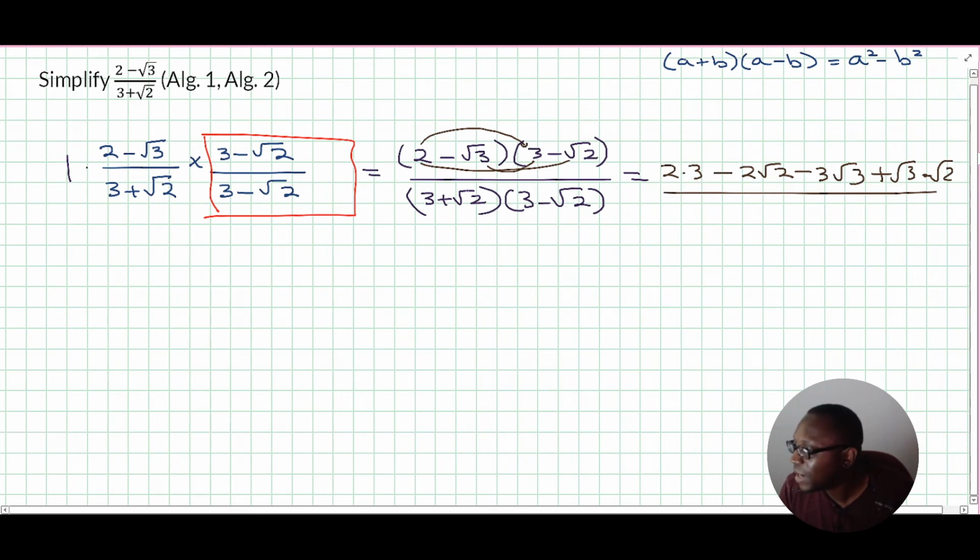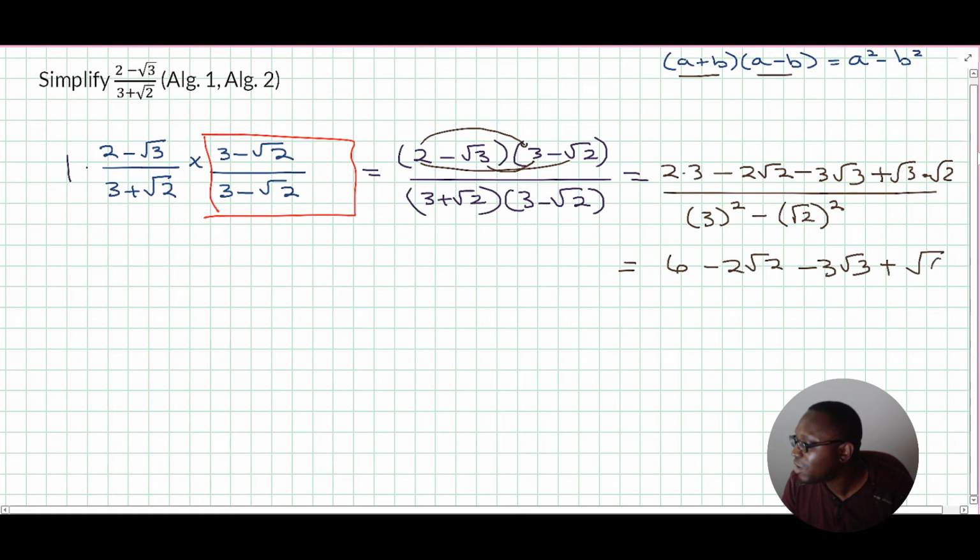So look at this. Let's compare the denominator against this term here. You have (a plus b)(a minus b), which is going to give me a squared minus b squared, so 3 squared minus the square root of 2 squared. So now let's go ahead and simplify the numerator. 2 multiplied by 3, we have 6 minus 2 square root of 2 minus 3 square root of 3, because you don't have any common terms, plus the square root of 3 multiplied by the square root of 2 is going to give you square root of 6. And then you divide by 3 squared, which is 9 minus the square root of 2 squared, which is going to give you 2.